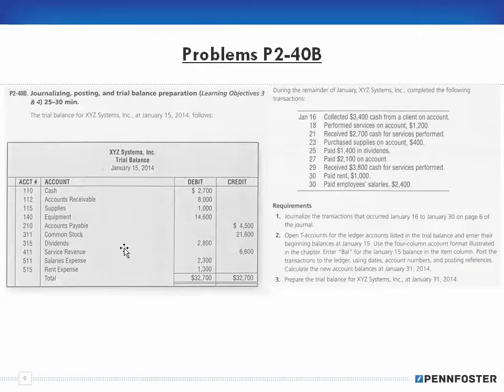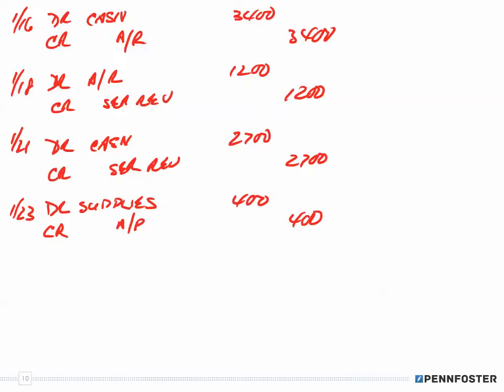Paid $1,400 in dividends. So cash is going out, so I'm going to credit cash for $1,400, and I'm paying dividends, so I'm going to debit my dividends for $1,400.